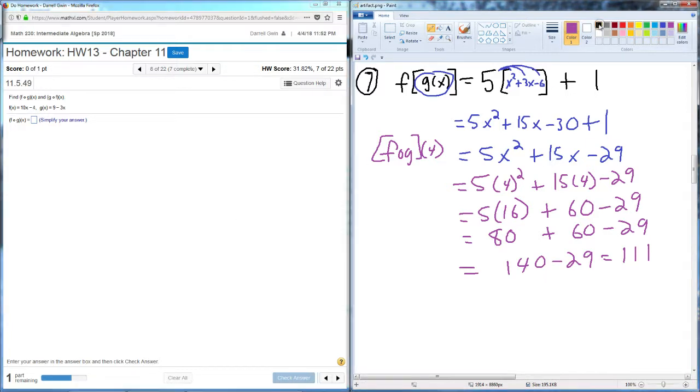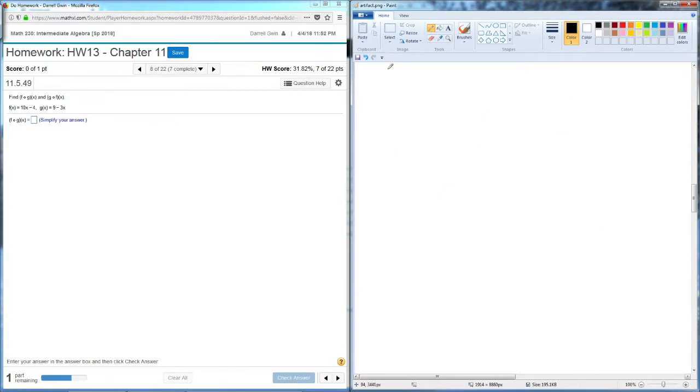Number 8. What is this? A f of g again. f of g of x. No, we have to find f of g and g of f of x. Okay. Number 8. We'll start with f of g. Oops. I should be writing it like this. f of g of x.